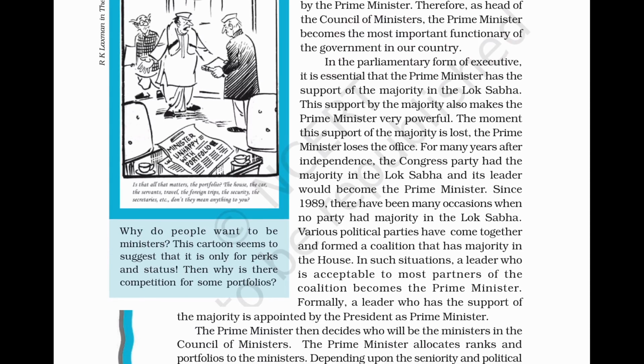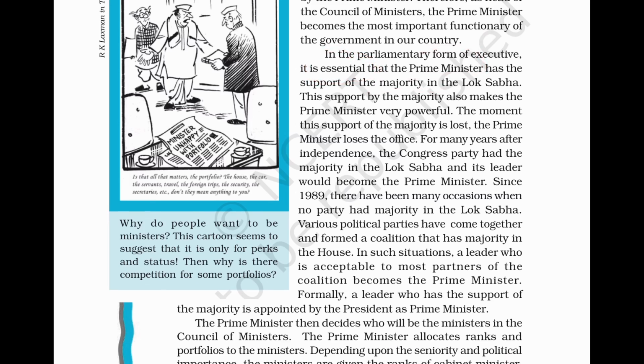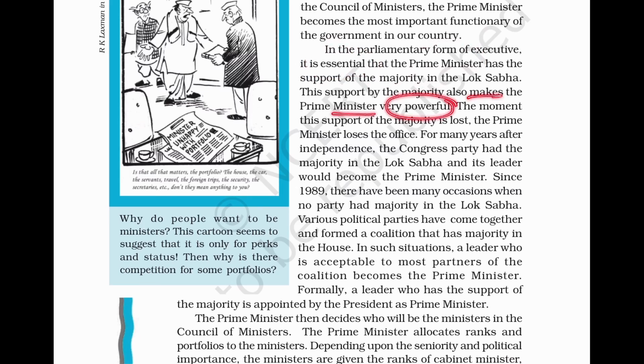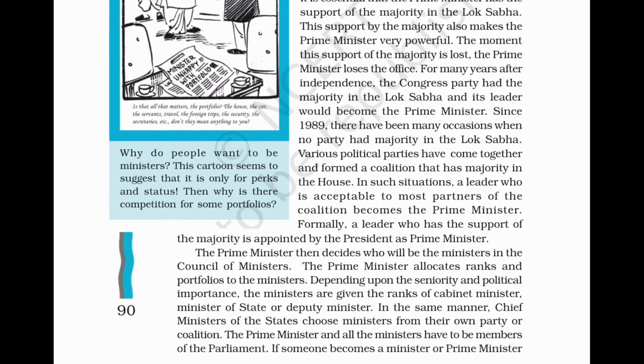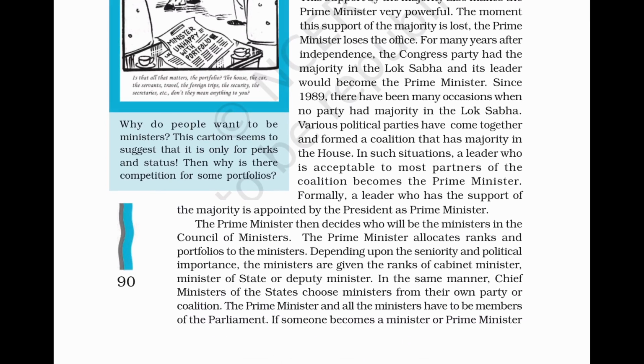In the parliamentary form of executive, it is very essential that the Prime Minister has the support of the majority, which we have just seen. This support also makes the Prime Minister powerful. Of course, anybody who is getting the majority will be confident of further power, so that is pretty obvious. And if the majority is lost, the Prime Minister will also lose the office. So this is what they have talked about. Let's say the situation in India: after independence, for many years there was one party dominance, the Congress party, which used to have the majority.